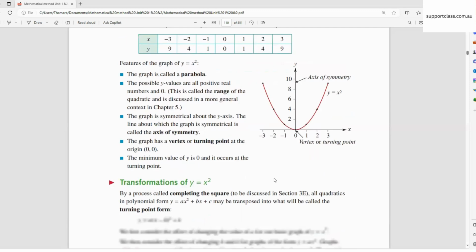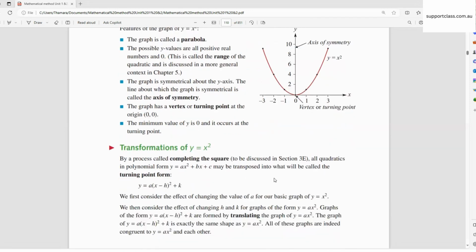So now we want to consider the transformations from y is equal to x squared. What do you mean by transformations, right? Transformations are actually the variations, the changes that happen to this y is equal to x squared, the quadratic equation in its simplest form, as I said.